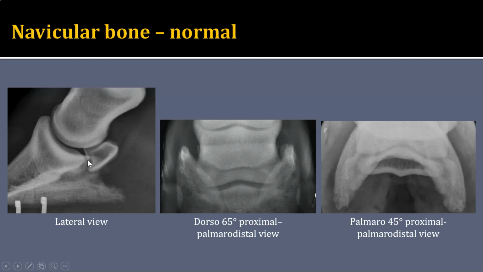There is a proximal and a distal border or margin. There's an articular surface, and then this is the important flexor cortical surface where a lot of the disease can happen. This kind of soft tissue opacity that I can actually identify separately is the deep digital flexor tendon. It is running along that flexor cortical surface where there's also the navicular bursa that we can't see.